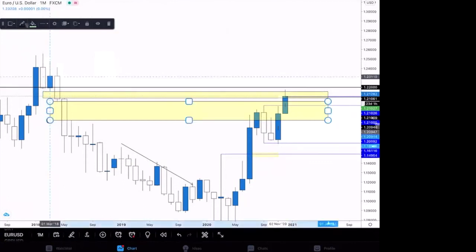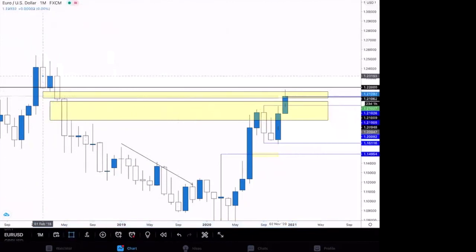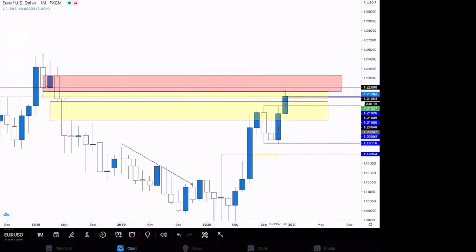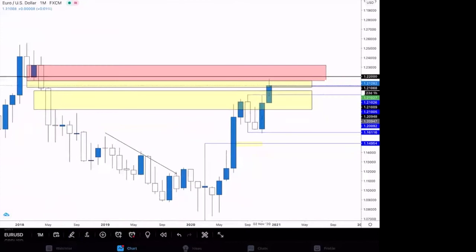Let me put a square around that. All right, bam. That would be your institutional candle. So now you can see the price actually poked into the institutional candle a little bit, and we got a reaction off of it. So what this means is we could actually be going lower.